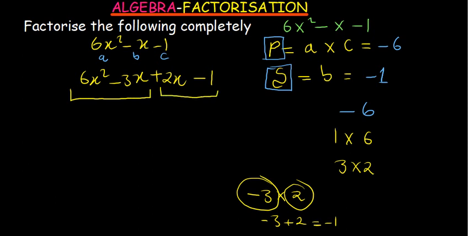So what are we going to factorize out here? What do you think? 3x. Okay, we are going to remove 3x. Good, that's correct. What is going to remain when we remove 3x here? 2x.